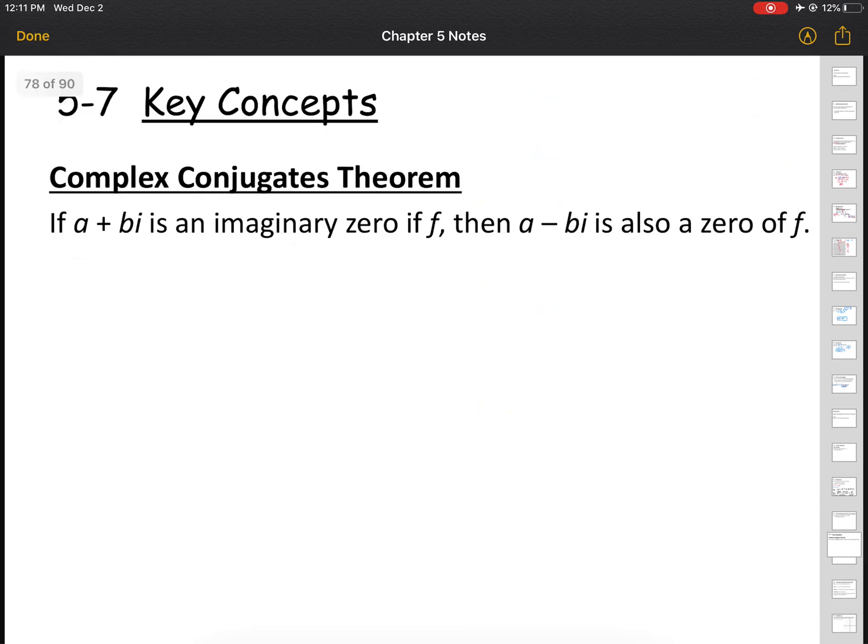So, some key concepts here. The complex conjugates theorem: if a plus bi is an imaginary zero of the polynomial f, then a minus bi is also a zero of f.